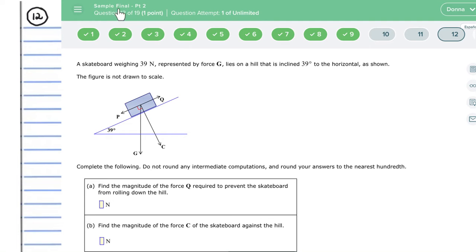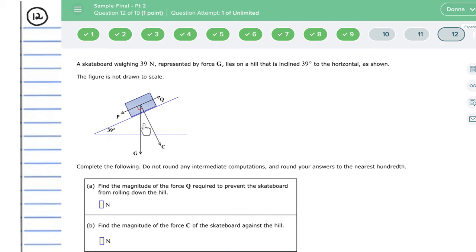In problem number 12 on sample final part 2, we have a skateboard weighing 39 newtons, represented by a force G, so that's that 39 newtons, lies on a hill inclined 39 degrees, so here's our 39 degrees. And in part A, they want us to find the magnitude of the force Q required to prevent the skateboard from rolling downhill, so that's our Q. And then they want us to find C, that is the force of the skateboard against the hill, so that's C.